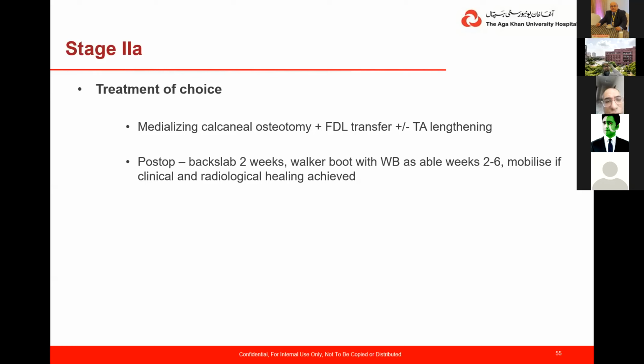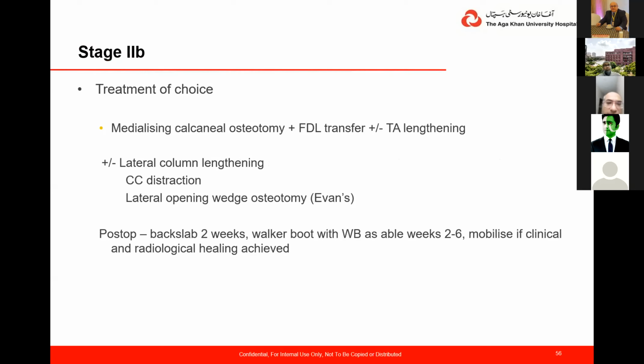So for stage 2B, in addition to medial calcaneal osteotomy and transfer, there is basically more. As you know, 2B means that the forefoot abduction is too much. So you go on the lateral side, and either you do an arthrodesis, distract the joint, or you do an Evans, or you lengthen the lateral column. And the same post-op rehabilitation protocol is followed.